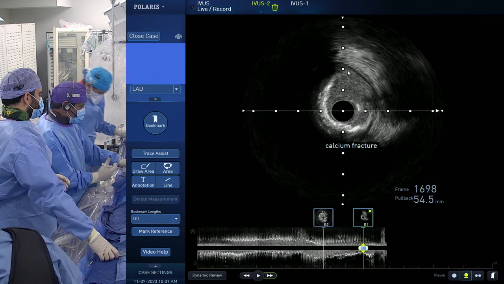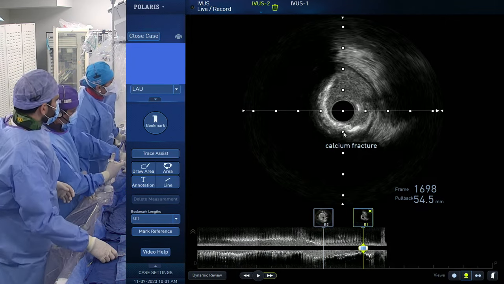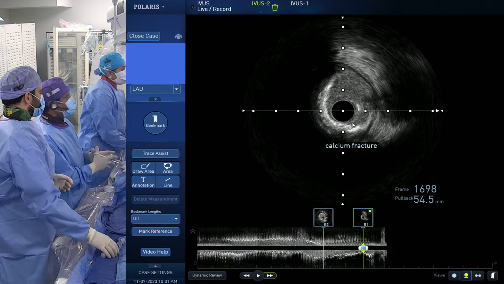Always the fracture is here, between the calcium and the fibrous block, like some dissection. In this case, even in the calcium, there's a fracture. So it's a good plaque modification by IVL.